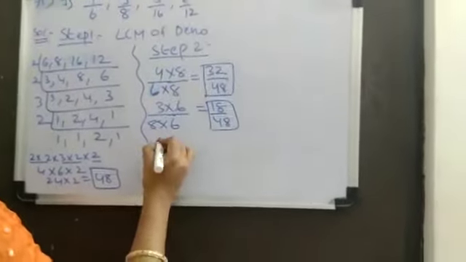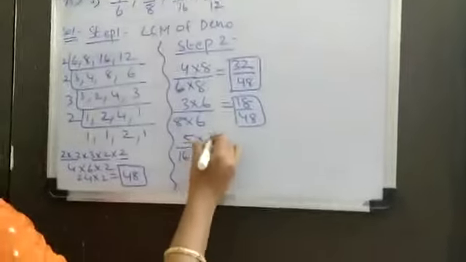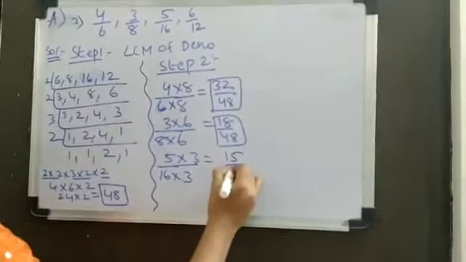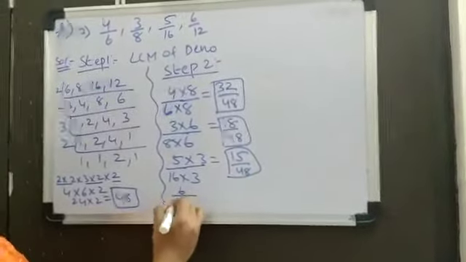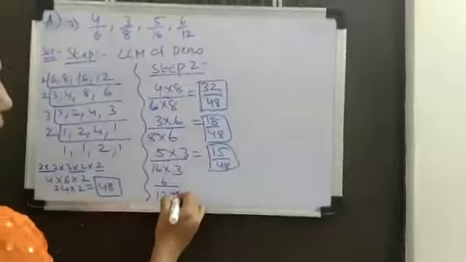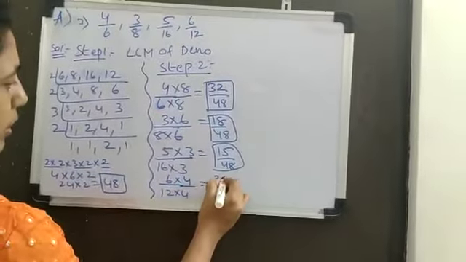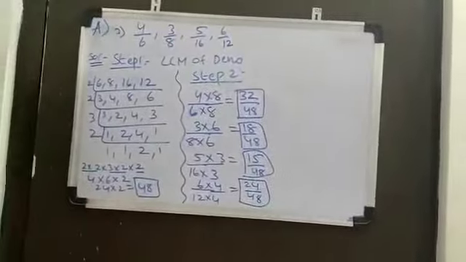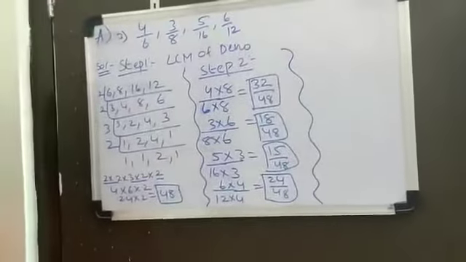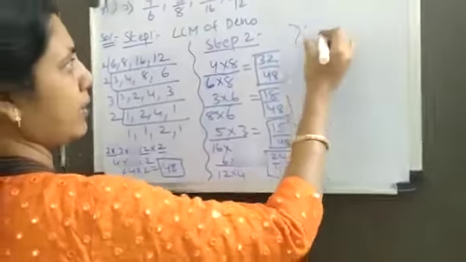Then 5 by 16. 16 3s is 48. It is 15 by 48. Then 12. 12 4s are 48. So 6 4s are 24 by 48. So we got our new set of fractions. Then we will put them in ascending order. So if we observe, what did we get?